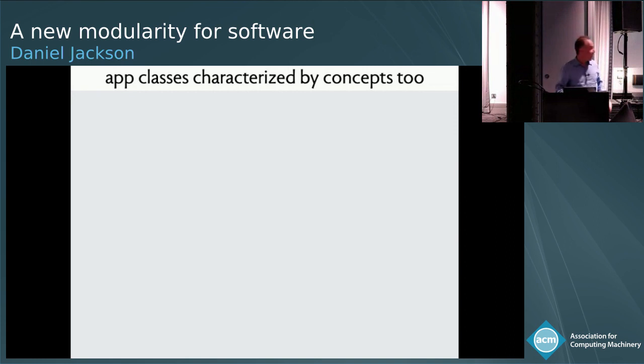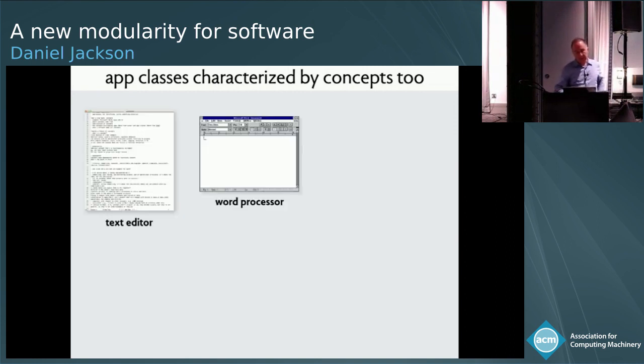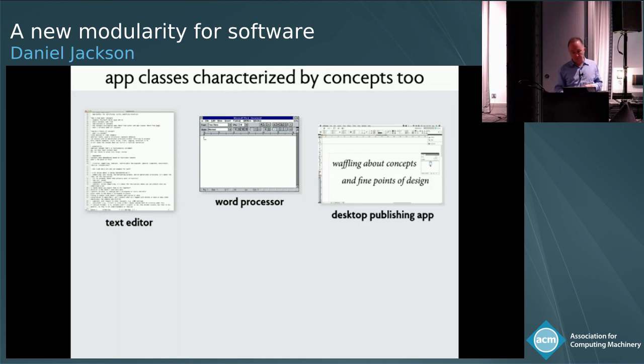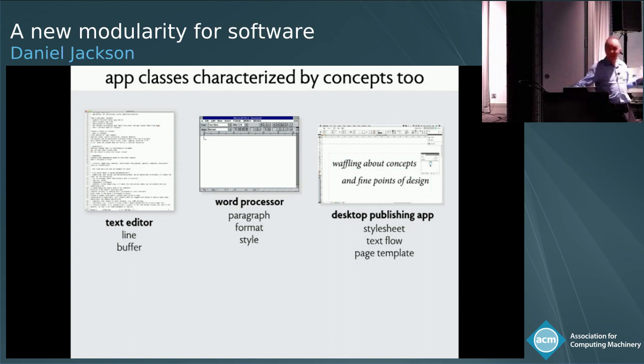And it's not just for the applications, it's for application classes too. So the difference between a text editor and a word processor and a desktop publishing app isn't just that it gets more expensive from left to right. It's that they actually have different concepts. Text editors have things like lines in them, and buffers. Word processors have paragraphs, right? Paragraphs don't really exist as a concept in text editors. And desktop publishing apps have style sheets and text flow. Text flow is that ability to create empty text boxes and connect them together and then flow text through those boxes.